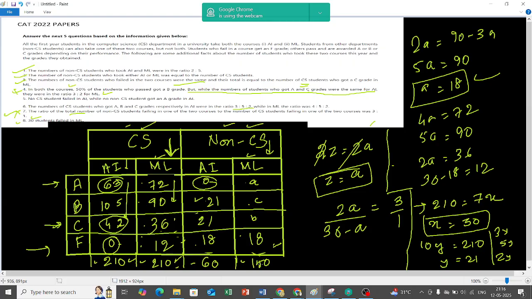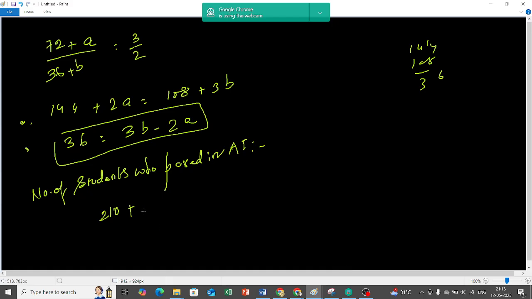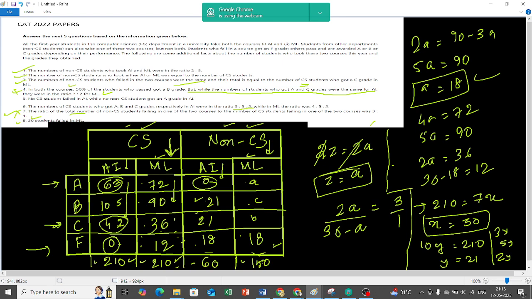Plus, in this column, how many students passed in AI? It is 60. No, not 60, 18 people actually failed. So I need to subtract that. 42. Now, 50% of these is the number of students who got B grade.